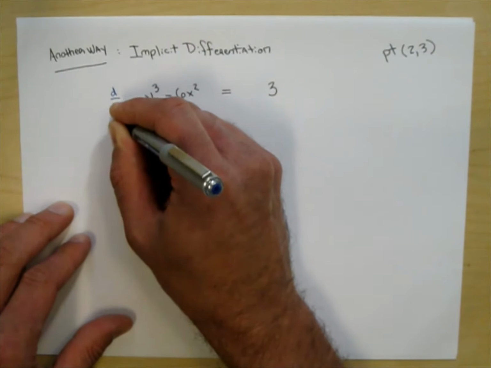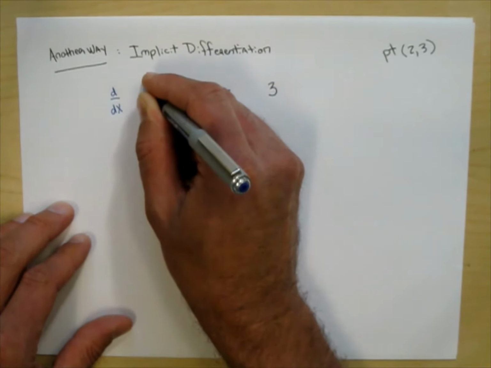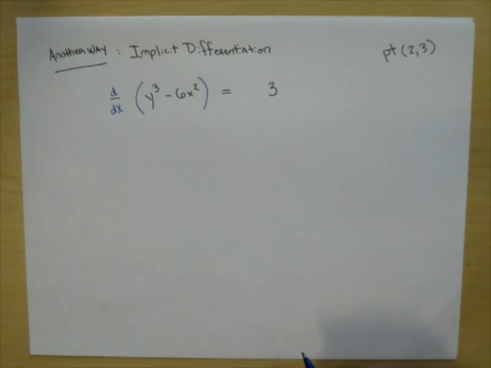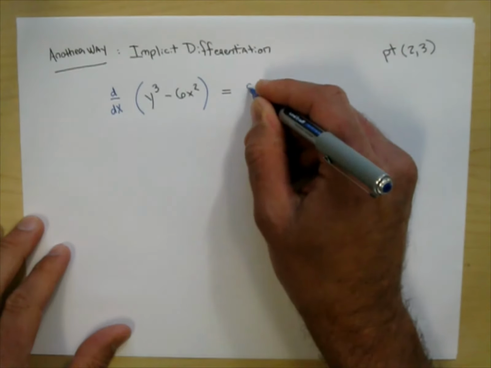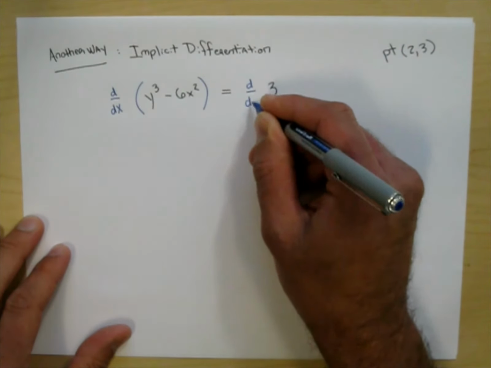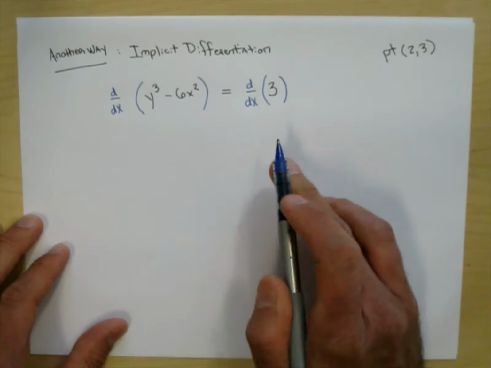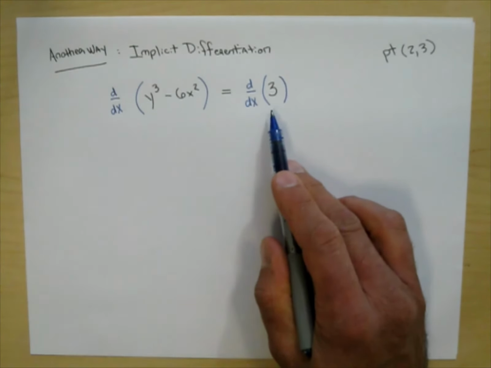d/dx of the left-hand side equals d/dx, and I'll put parentheses around there even though I don't need that for that one, d/dx of the right-hand side.